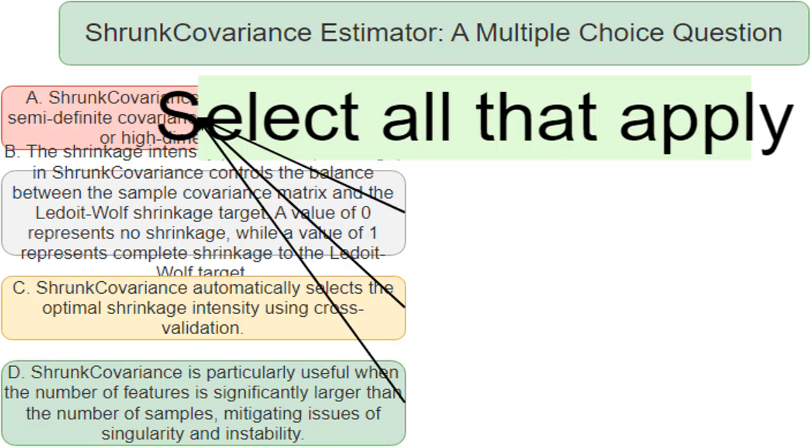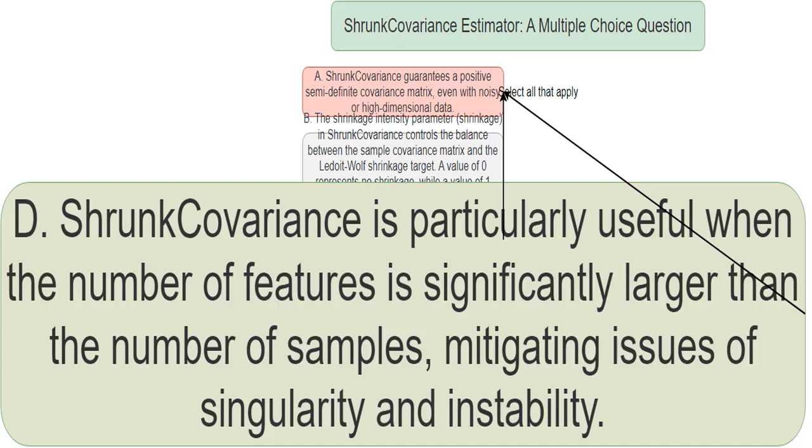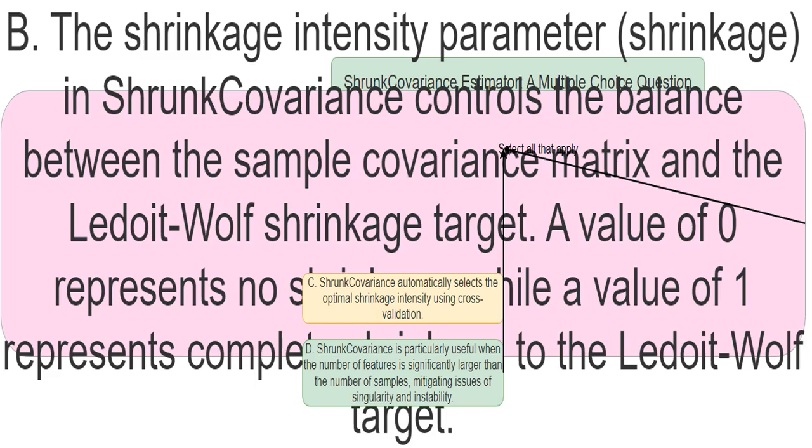This instruction tells you that more than one of the following statements could be correct. You need to carefully evaluate each statement about the ShrunkCovariance estimator to identify which are true. I see this as a super important point. ShrunkCovariance really shines when you have way more variables than observations. The usual covariance calculation can become unstable and might even produce a singular matrix, meaning it can't be inverted. ShrunkCovariance helps prevent that.